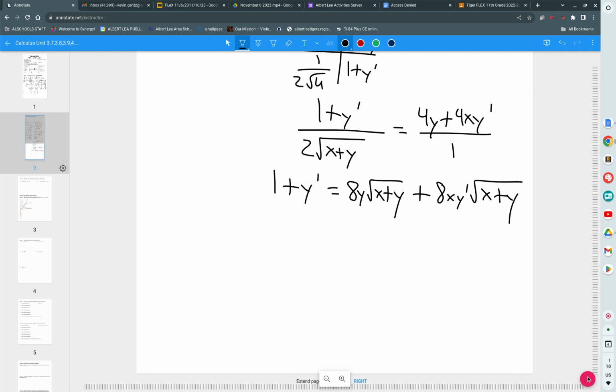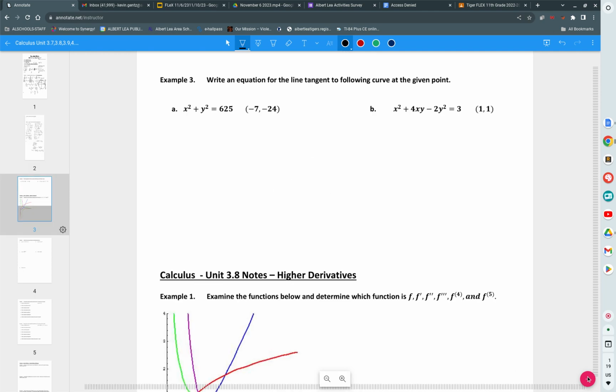Okay. So again, distribute, gather, factor, solve. There's just no way around it. But I just want to save a little bit of time for this last question here. So please open up to this problem, letter B. It says x squared plus 4xy minus 2y squared is equal to 3, and the coordinate is 1, 1. It says write an equation for a line tangent to the following curve at the given point. Write an equation for a line tangent to the curve at the given point. Notice our first one makes what shape? A circle. What's that? No, this is the last one you want to write down.